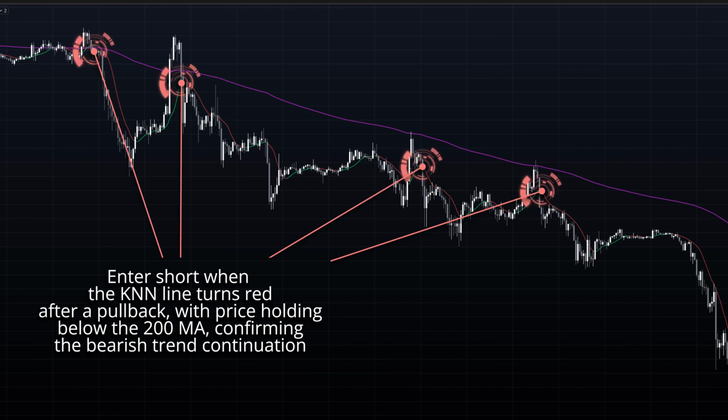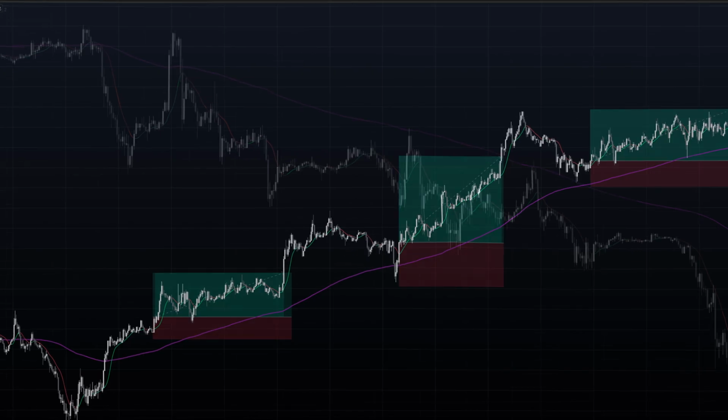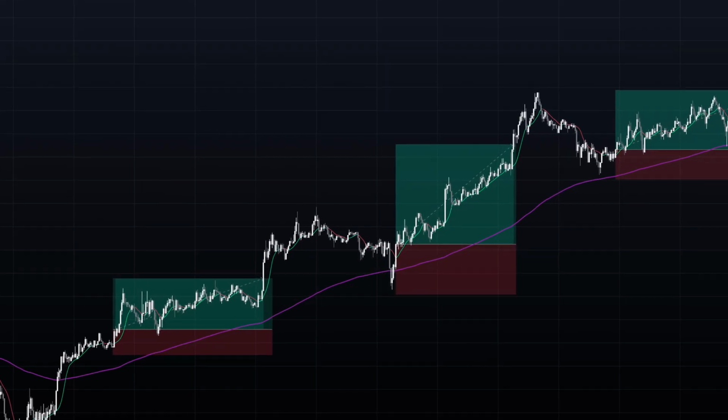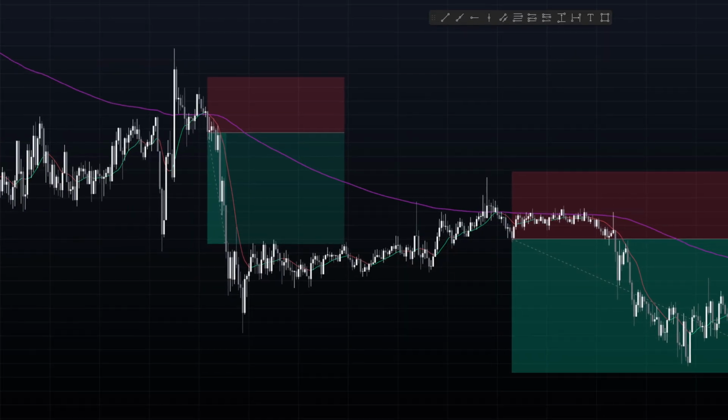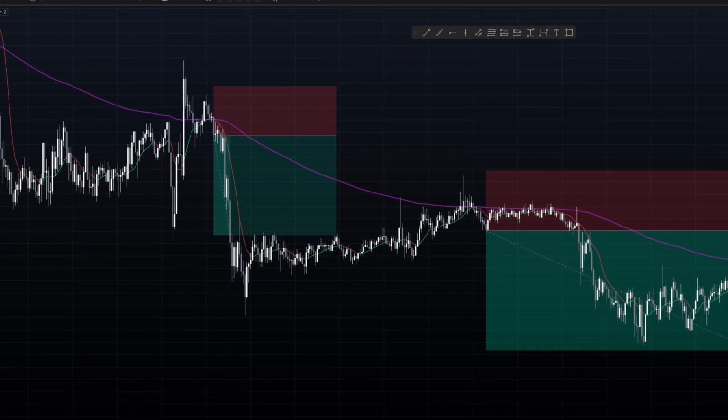Stops could be placed just beyond the recent swing high or low, with profit targets set using a fixed risk-reward ratio. Confirmation from additional indicators like RSI or MACD could further refine entries and exits.